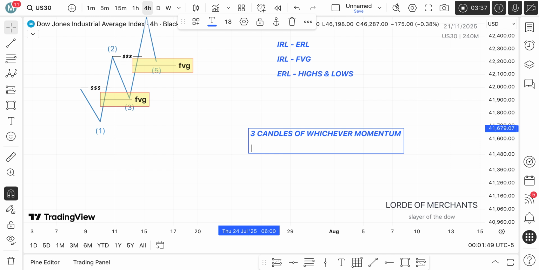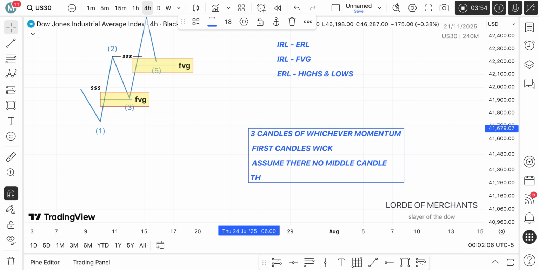So you look at the first candle's wick, and then assume there is no middle candle, and then that last candle's wick. Essentially, if the wick of the first candle and the last candle do not come into contact, that is basically a fair value gap.